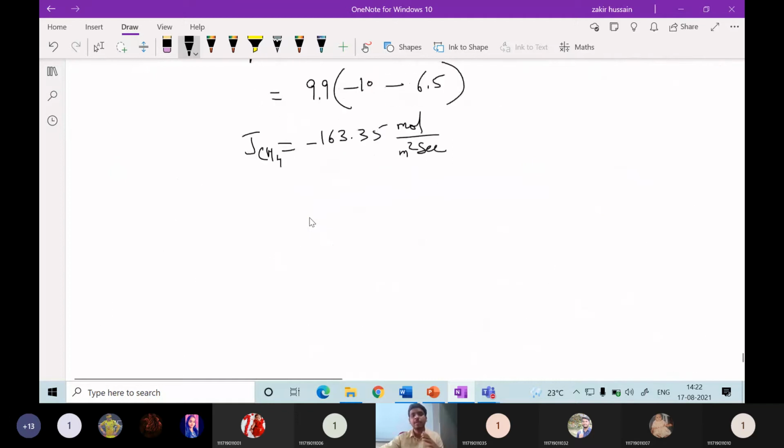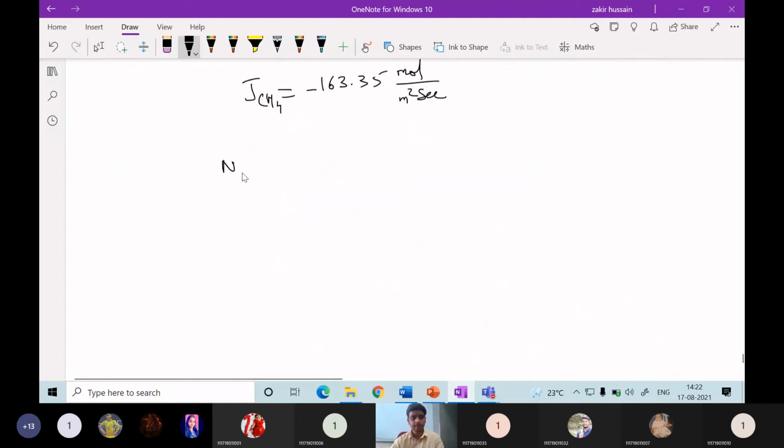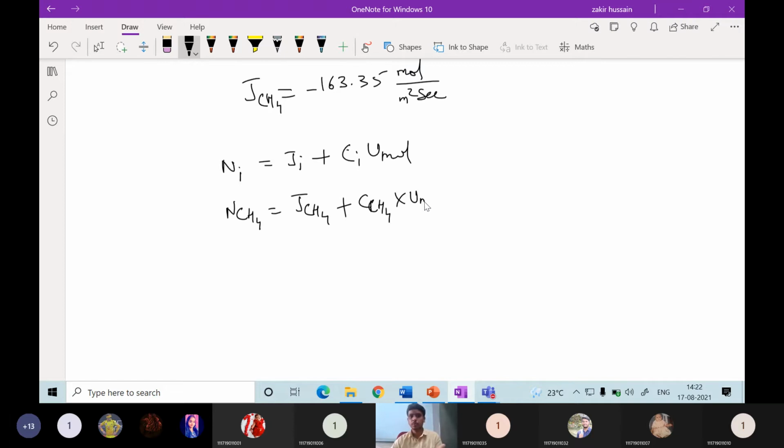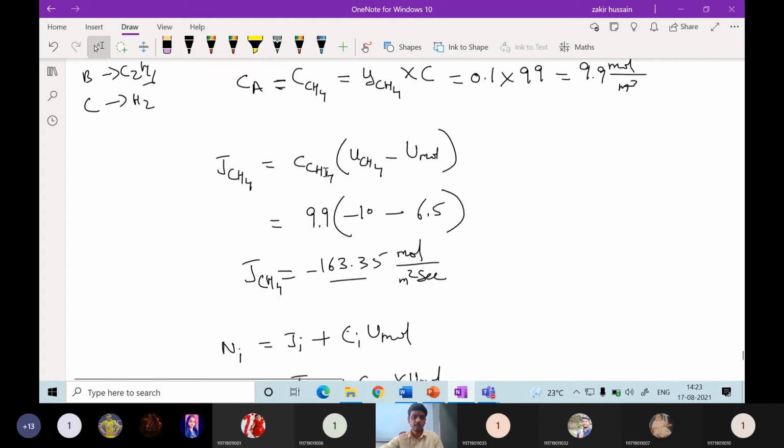So what is the relationship between fluxes? The relationship between fluxes is Ni is equal to Ji plus this one. That same formula we can use anyway, Ci into U mole. So that is Ni, i means CH4, Ji means JCH4 plus Ci means CCH4 into U mole. So NCH4 is equal to JCH4, we have found out that one, that is minus 163.35 plus CCH4.